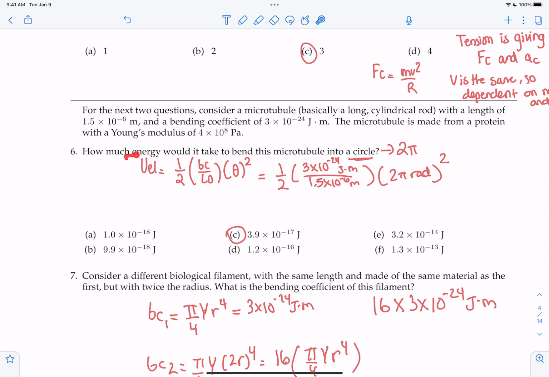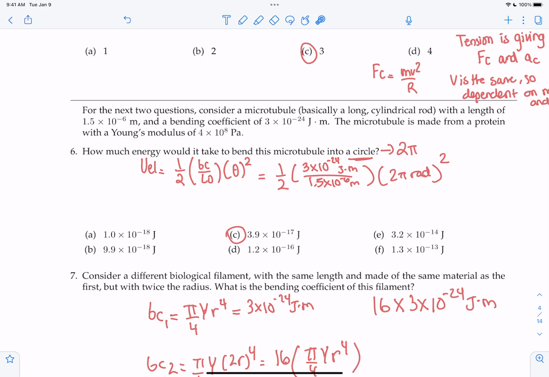Now, for how much energy it would take to bend the microtubule, we have to look at the elastic potential energy. So elastic potential energy, factoring in all these different values like the length and the bending coefficient, is equal to half times the bending coefficient divided by original length, and then times the angle of bending squared. And the angle of bending here is not in degrees, it's in radians. So not degrees, radians. Make sure midway through the exam, if you're doing a bending problem, to switch this stuff to radians.